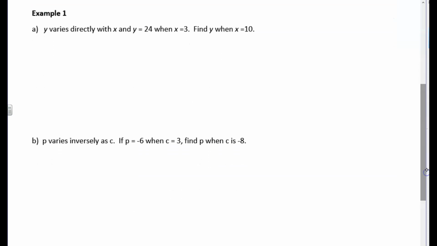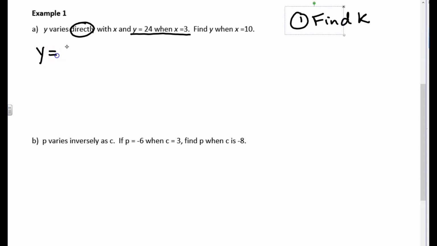So let's look at example 1. y varies directly as x, and y equals 24 when x is 3. Find y when x equals 10. Whenever you have a variation equation, I always want you to work these in 3 steps. The first step is you take the givens right here, what I'm originally given, to find your constant, k. Because we're dealing with a direct variation equation, I'm going to say y varies directly as x.